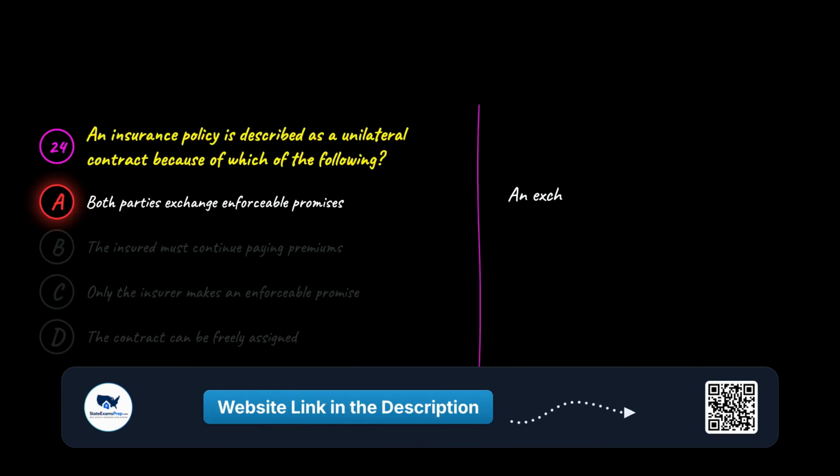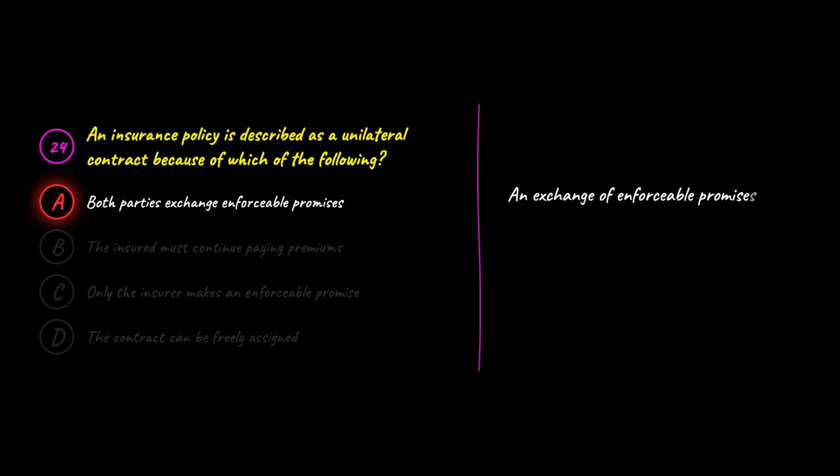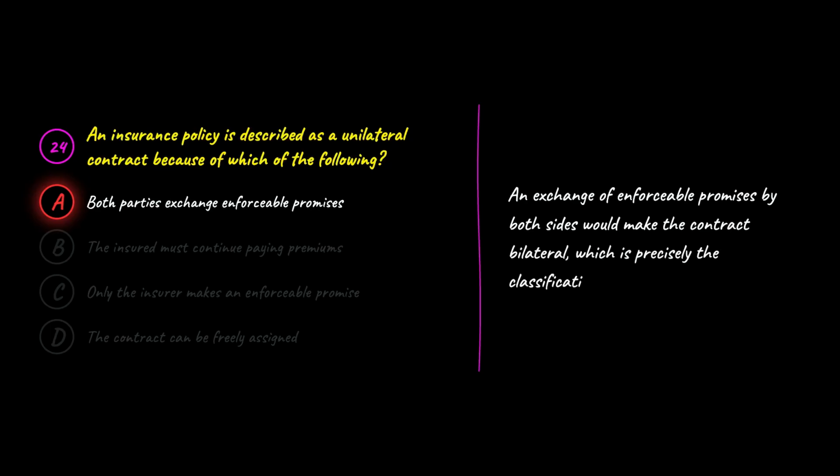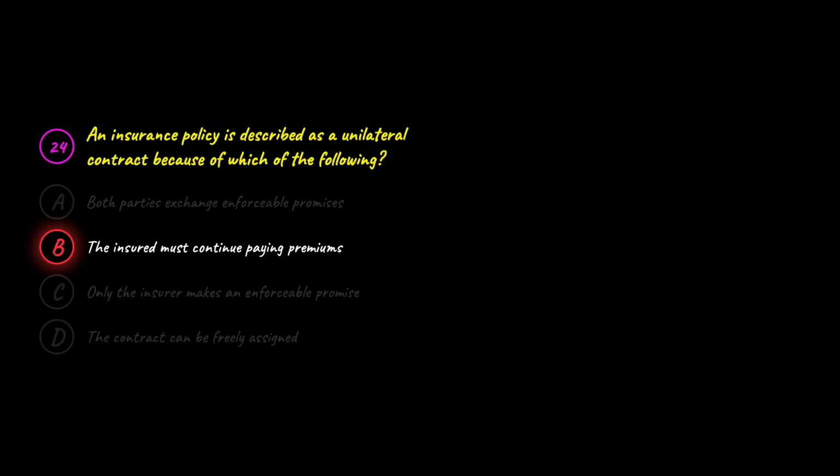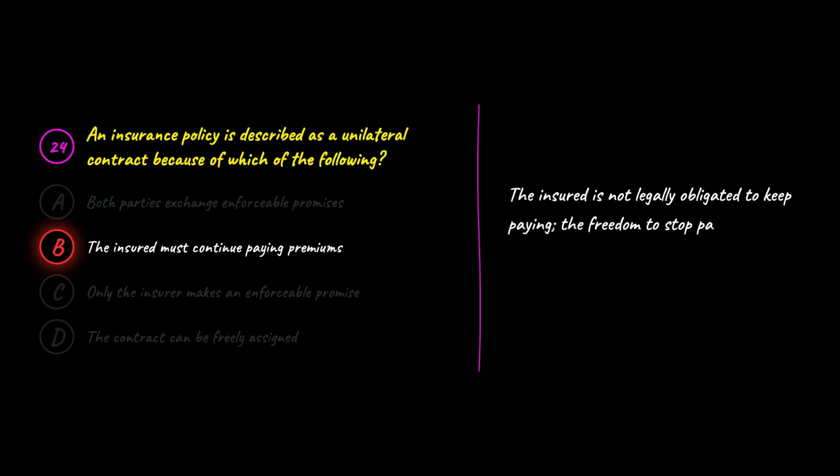A is wrong because an exchange of enforceable promises by both sides would make the contract bilateral, which is precisely the classification insurance does not fit. B is wrong because the insured is not legally obligated to keep paying. The freedom to stop paying without liability is what makes the contract one-sided.